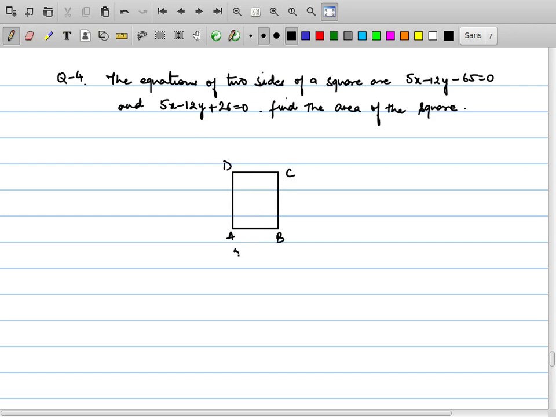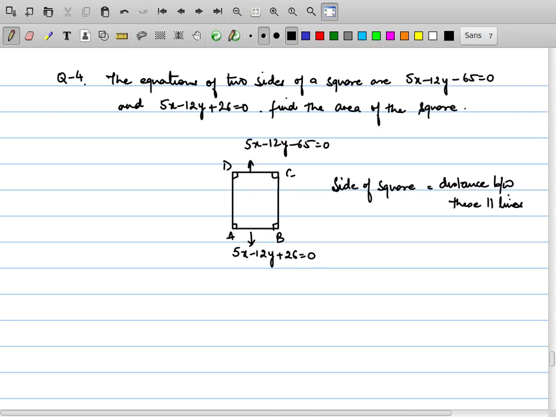We can take any of them. They are opposite sides basically. They are representing the opposite sides of the square. Let's say this is 5x minus 12y minus 65 is 0. Now to find the area of the square, we need the length of the side. Now since these two are parallel lines and these angles are 90 degrees, if we can find the distance between these two parallel lines, they will represent the side of the square. The side of the square will be basically the distance between these parallel lines.